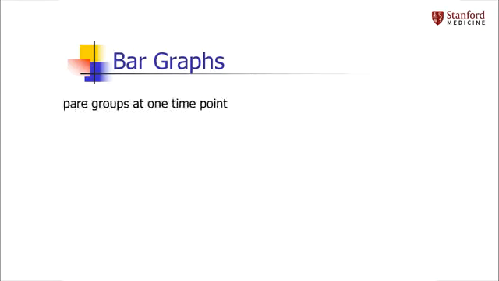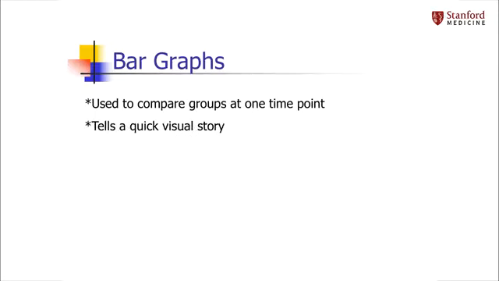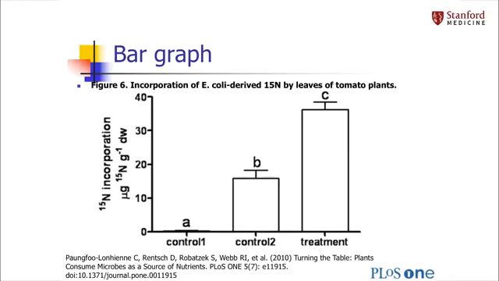Okay, bar graphs. Bar graphs are used to compare groups at one time point or at one dose. Everybody loves bar graphs because they are easy to understand, they tell a quick visual story, and your reader doesn't have to do too much work to understand a bar graph. So here are some examples.